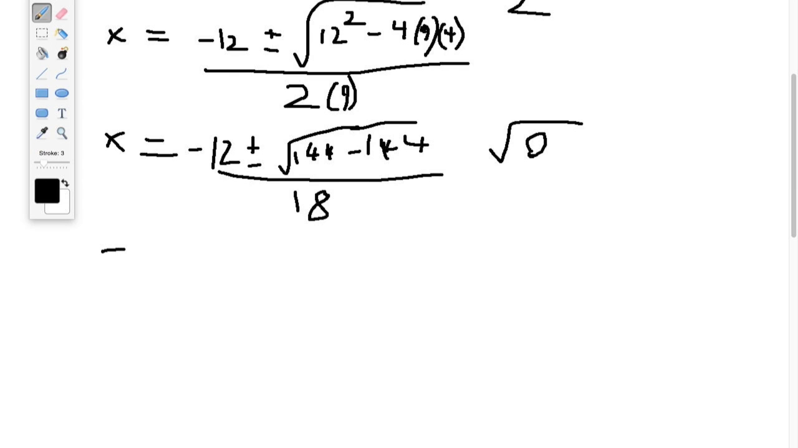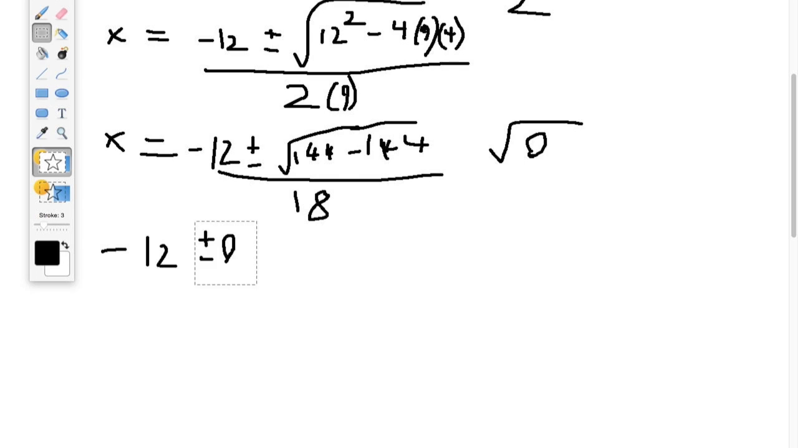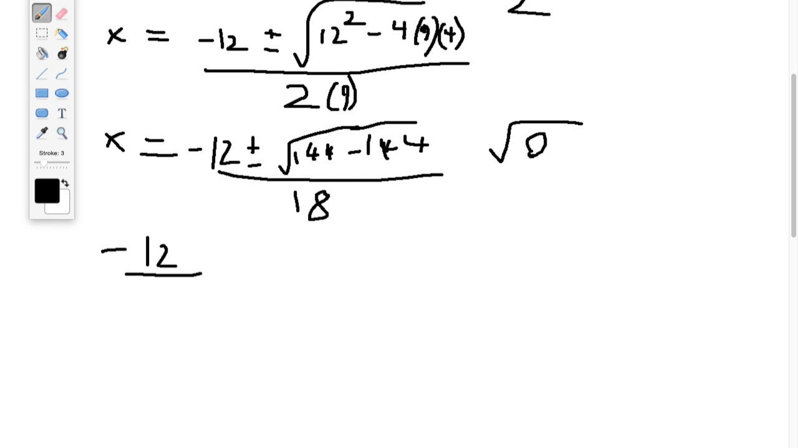So basically what we're getting is negative 12 plus or minus 0. And no matter what happens, that's going to be the same, even if we divide it by 18. So basically, it's just negative 12 divided by 18.